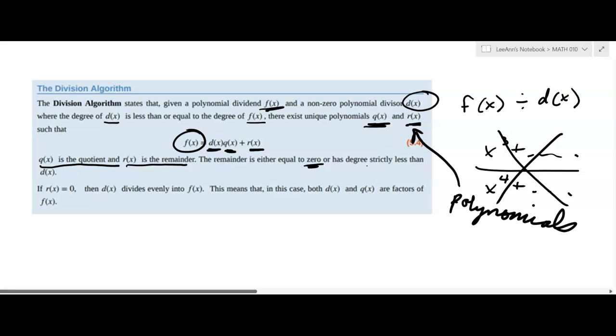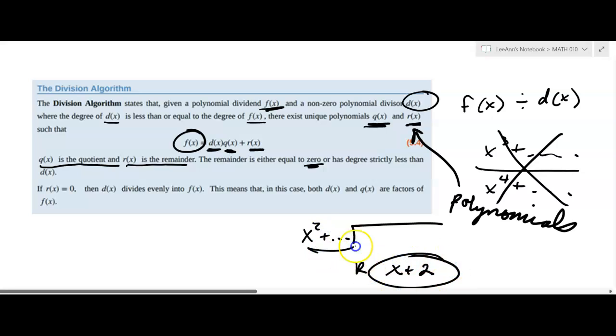So if you're dividing your polynomials and you get a remainder of x plus 2, then if this is the remainder, the divisor has to be like x squared plus something, okay? This degree has to be less than the divisor degree once you get the remainder. Okay.